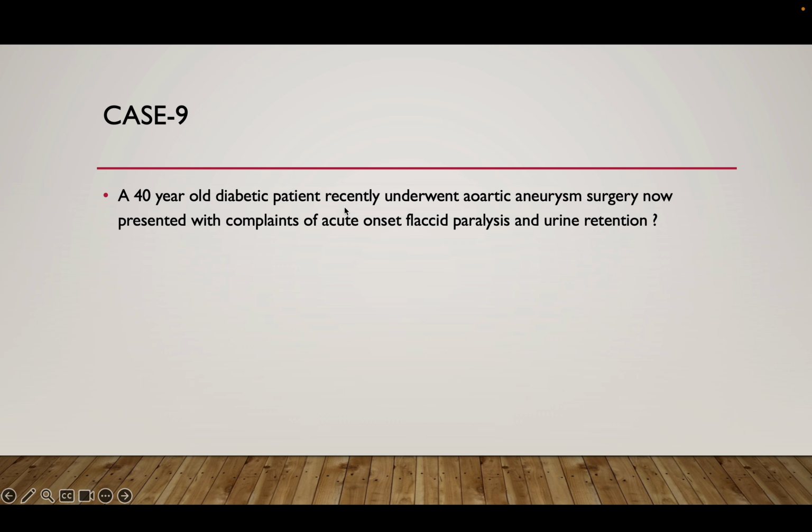A 40-year-old diabetic patient underwent aortic aneurysm surgery, now presents with complaints of acute onset flaccid paralysis and urine retention. So what is this case? Flaccid paralysis, say only lower limb paralysis is there. Below the umbilicus there is paraparesis and urinary retention is there.